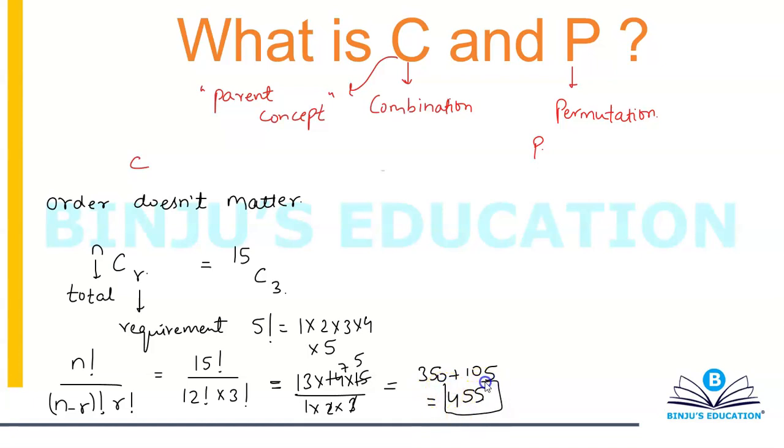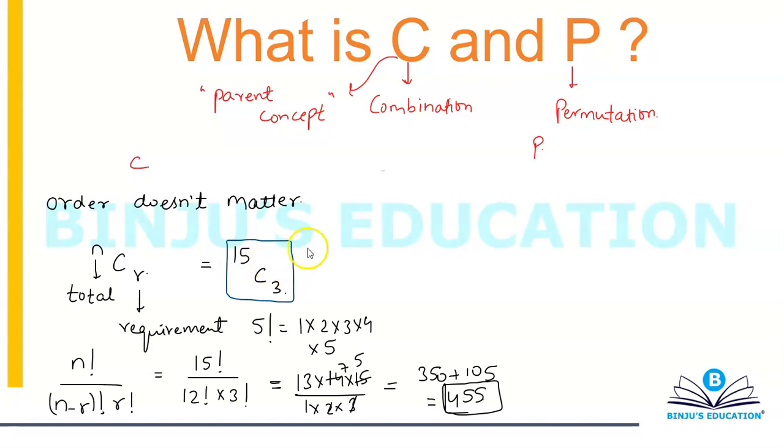Now the question is, what do you mean by this 455? Or like, what do you mean by this 15C3? When you write 15C3, what does that mean? This is important for you to understand. Because unless and until you understand this, you'll blindly start using nCr and nPr. You need to understand what is meant by 15C3.